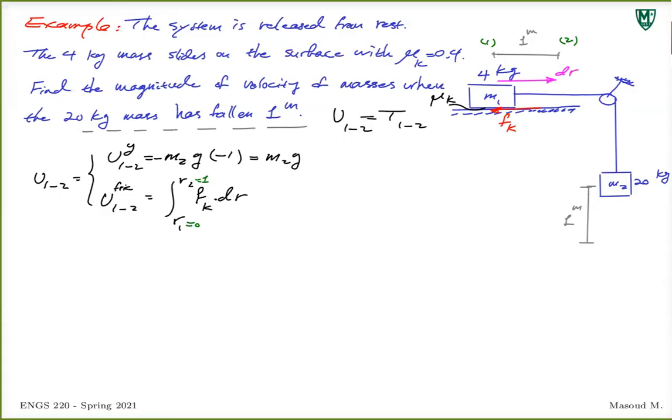Now these two are in opposite direction, right? Fk is acting to the left, dr is to the right. So the angle between these two is 180 degrees. So this by itself becomes Fk dr cosine 180 degrees.